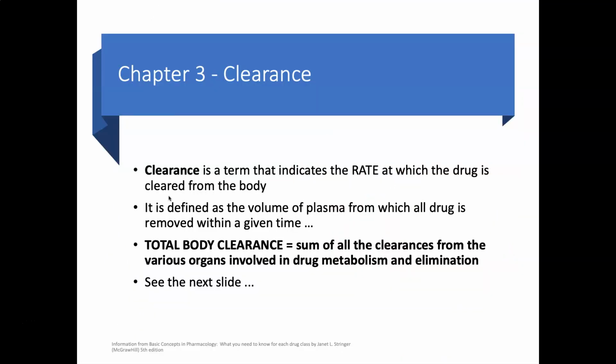All right, so let's move on to clearance. We've talked about absorption. We've talked about distribution to some extent. Now let's talk about clearance. Clearance means the rate at which the drug is cleared from the body. It's defined as the volume of plasma from which all drug is removed within a given time. Your total body clearance is the sum of all clearances from various organs involved in drug metabolism and elimination.